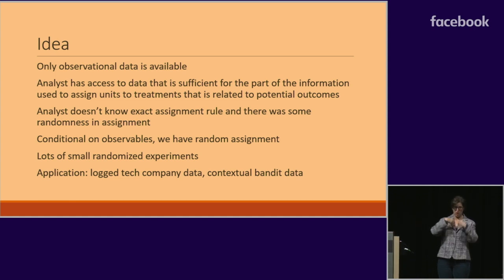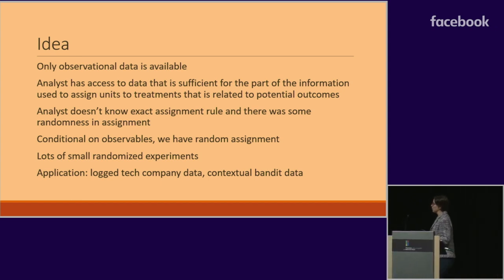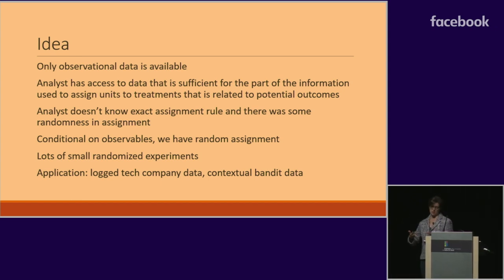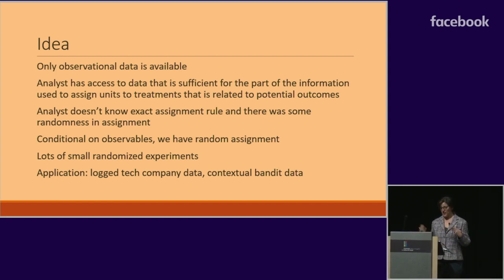You just do one draw and show something to the person. But as an analyst, I can think of that as random and go back and look at it later. And of course, it's a computer algorithm, so whatever was used in assignment must have been recorded at some point. But the analyst doesn't know the exact assignment rule, and there was some randomness. In this setting, conditional on the observables, we have random assignment, but the assignment is not uniform.